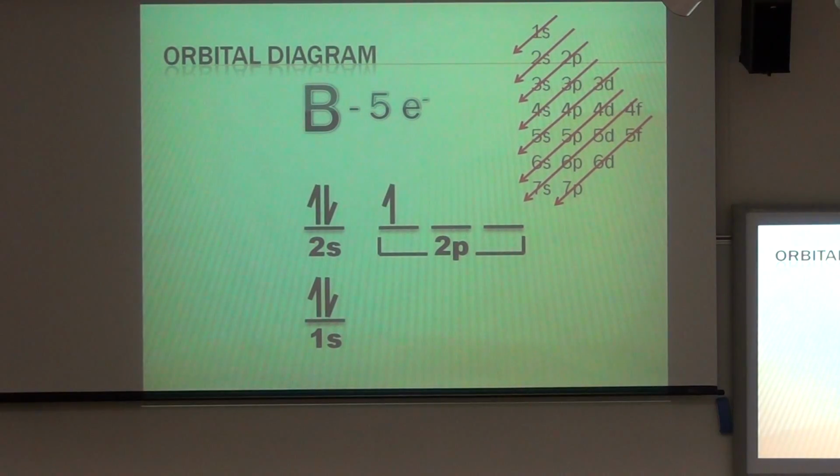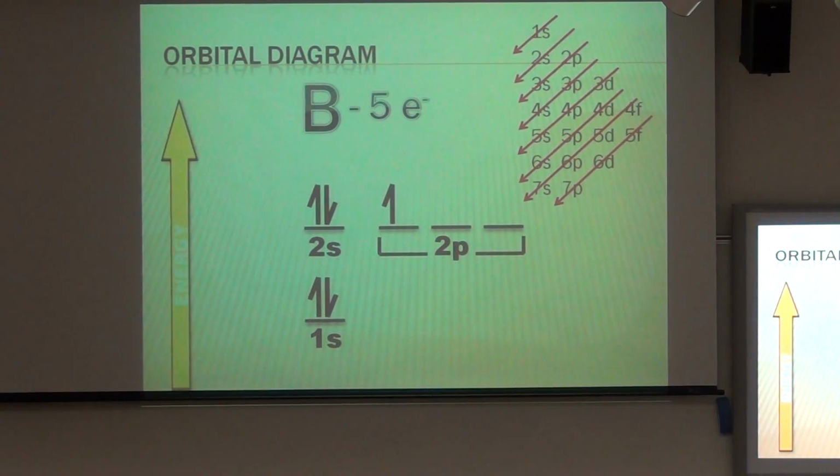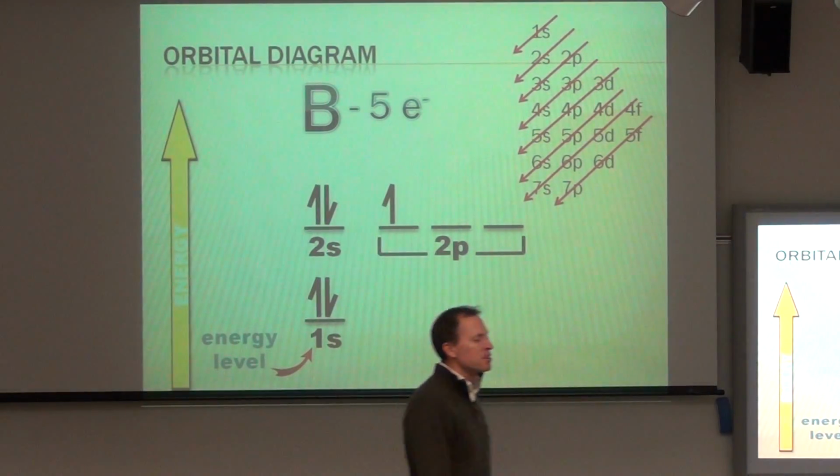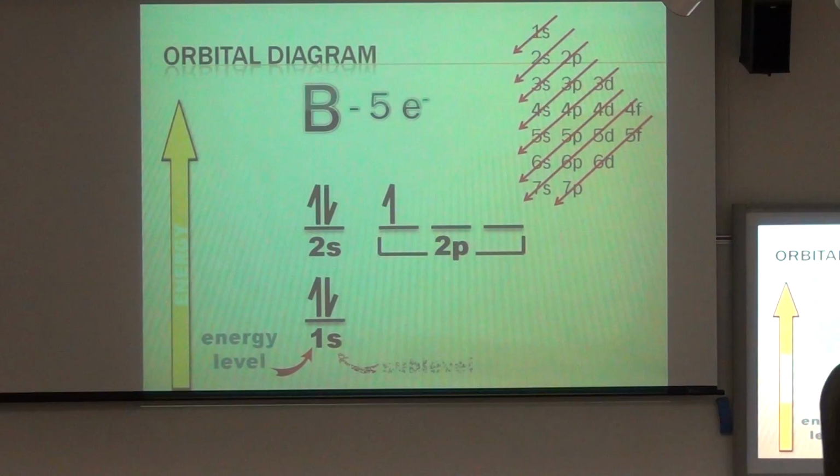Now, what the heck am I even looking at? I don't get it. Well, let's talk about the anatomy of this, because it's the same for every single orbital diagram. You don't have to write the word energy. Just know as I go up, as I go to each number, each one gains more energy. Every number is an energy level. Every letter is a sub-level.